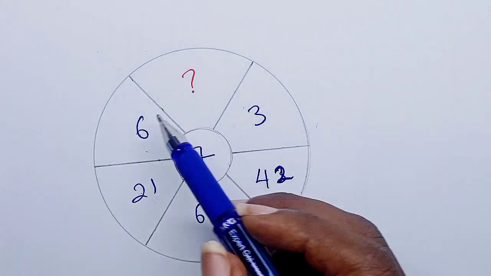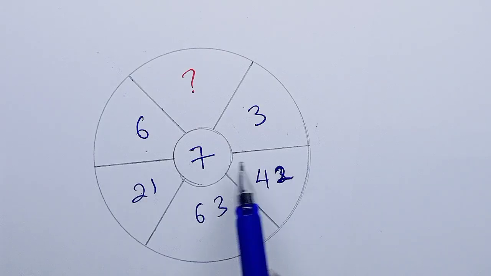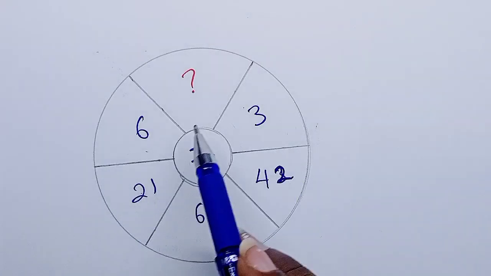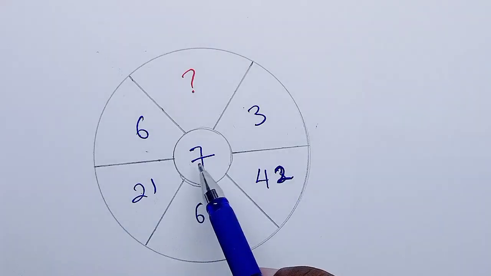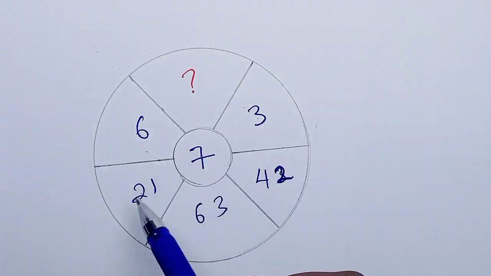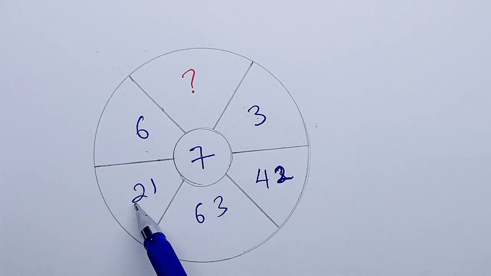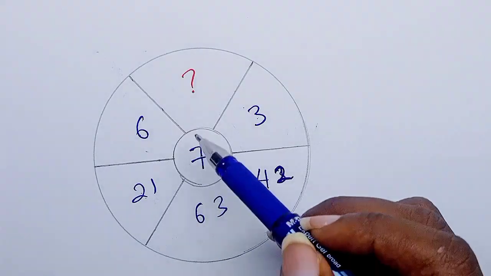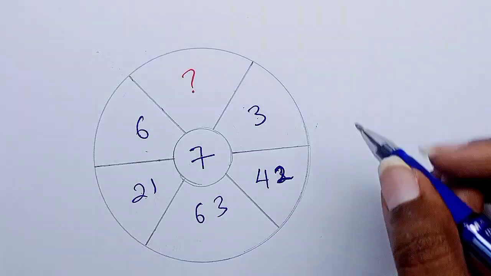Okay? So, the values of the upper half of the circle are the determining values, and you multiply by 7. So 3 times 7, the answer, you put it in the opposite segment, which is this. So 3 times 7 is 21, which you put here. Then 6 times 7 is 42, which you put here. That means this value times 7 gives us 63.